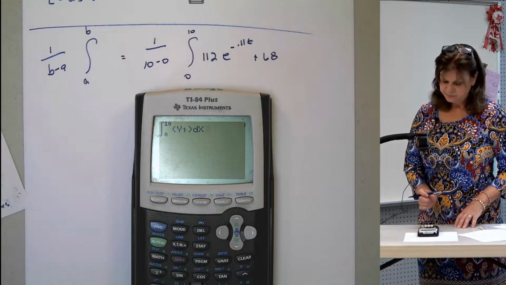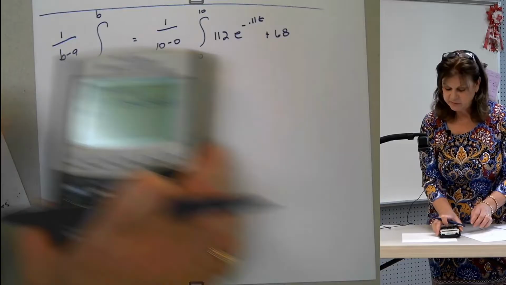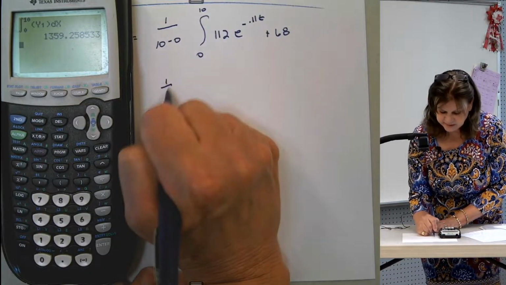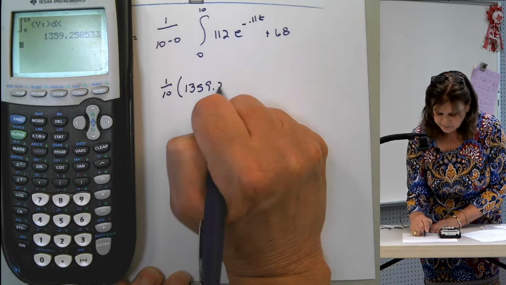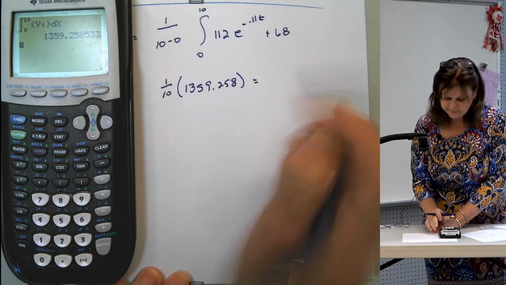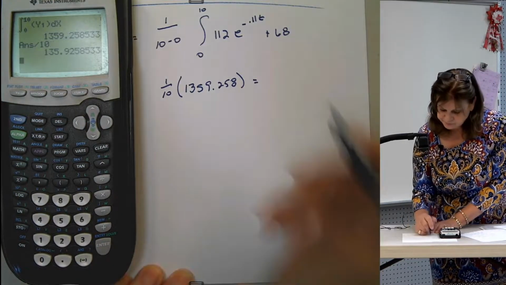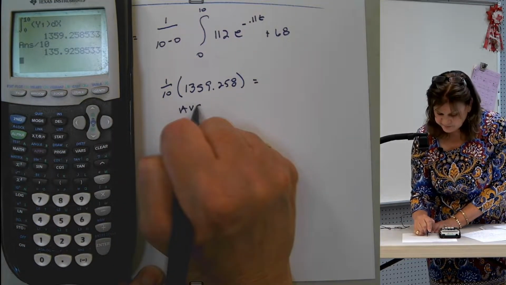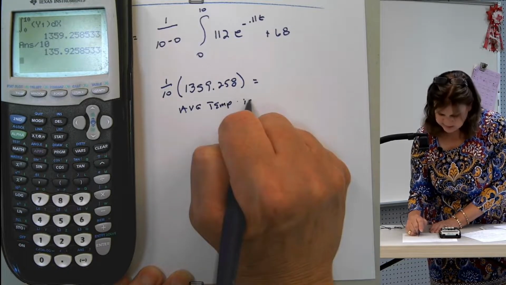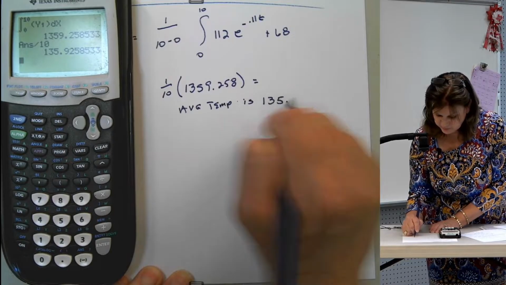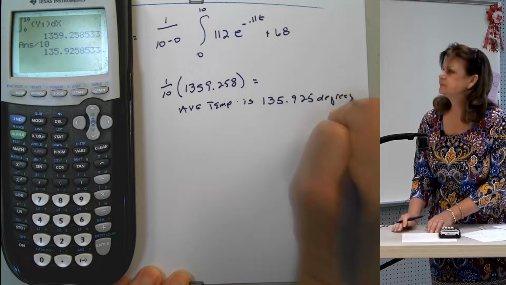Okay. So you have this number. The biggest mistake we make when we're finding averages is forgetting to multiply that by 1 over whatever. So basically, we're just dividing by 10. And the average temperature of the coffee in 10 minutes is 135.925 degrees.